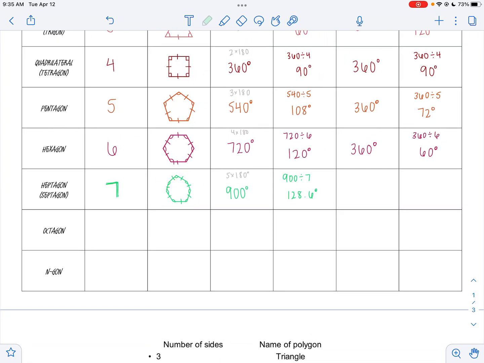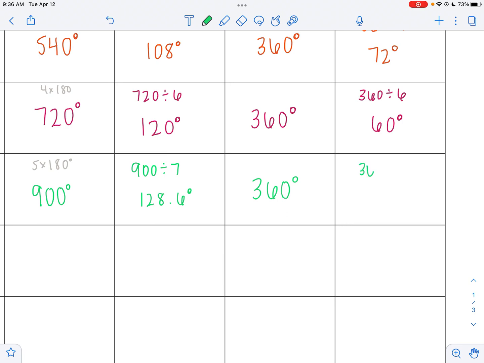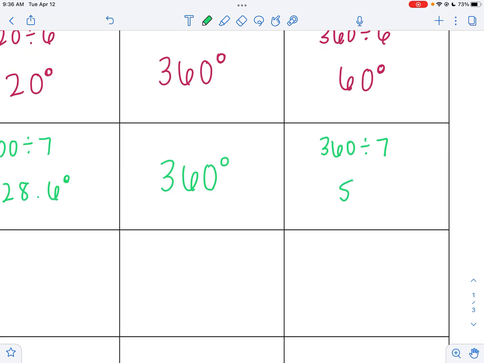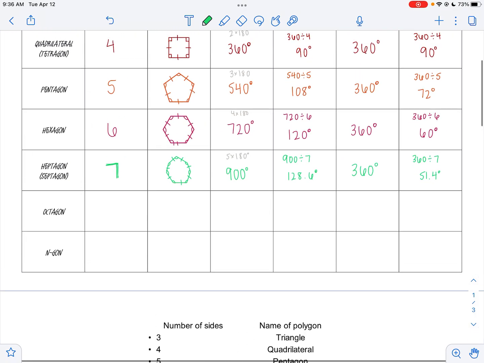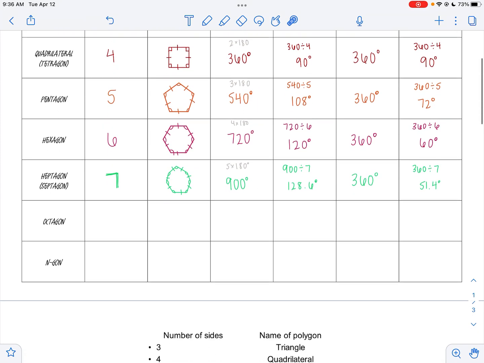Remember, all the way around has always been, every single time, 360. And so to just find one exterior, I'm going to do 360 divided by 7. I'm going to get a decimal again. That's okay. That decimal is 51.4 degrees. So notice we've had some patterns. We've seen some things increase. We've seen some things decrease.